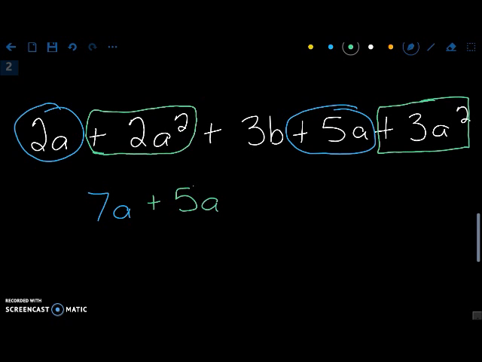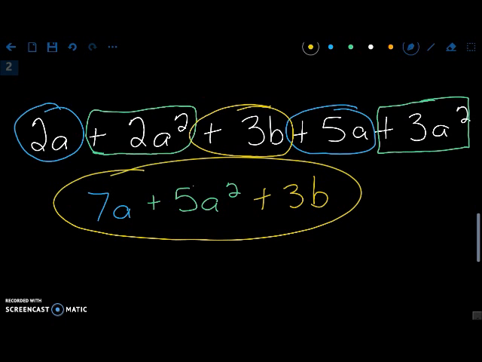and so we would end up with 5a squared, 5 pineapples. And then the next one, we would have just the b term, and we only have 3 bananas. We don't have anything to combine it with, and when you don't have anything to combine it with, you would just bring it down here, and that would be your answer. So our answer here would be 7a + 5a² + 3b.